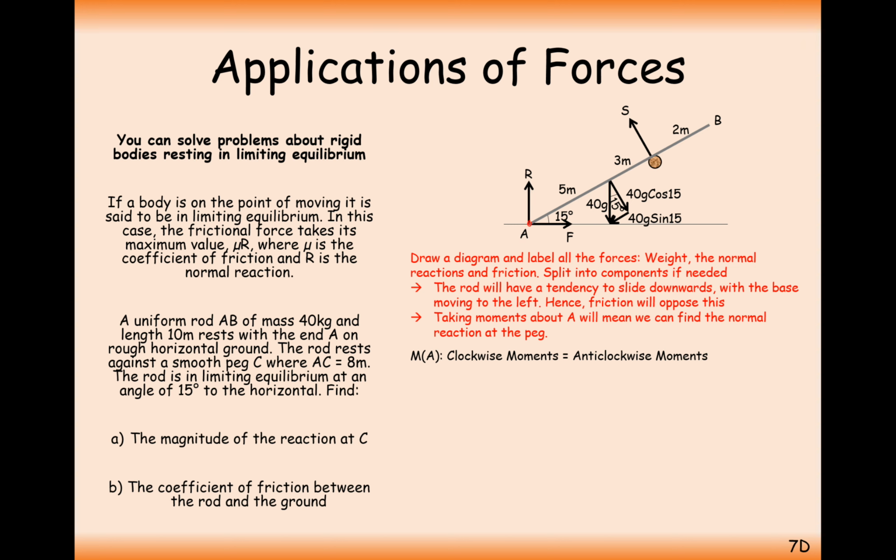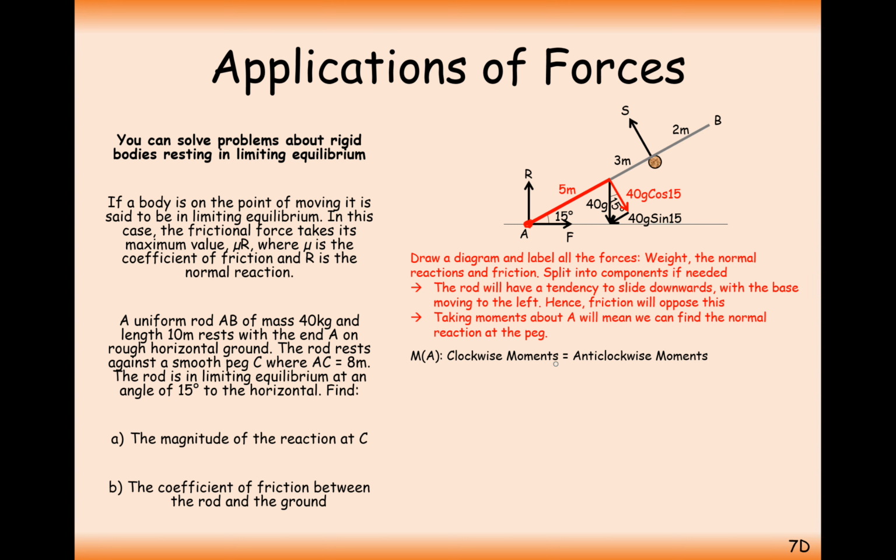So we're going to take a moment about this point A here, and remember it's going to be moment equals distance times force. So we're going to look at this force first here, 5 meters in distance and a force of 40G cos 15. Notice here how we're not using just the bog standard 40G, we've had to resolve it so that the force is perpendicular to the distance. So what we're going to do then is work out which direction this is now travelling.